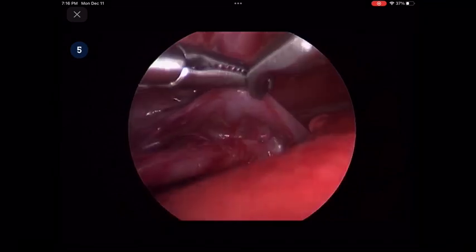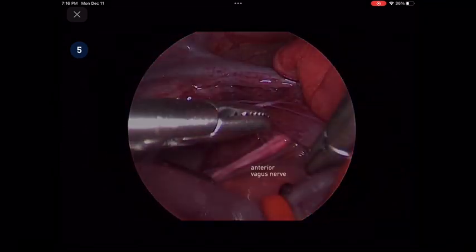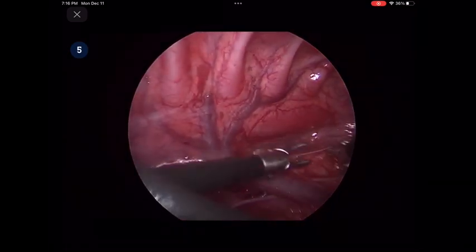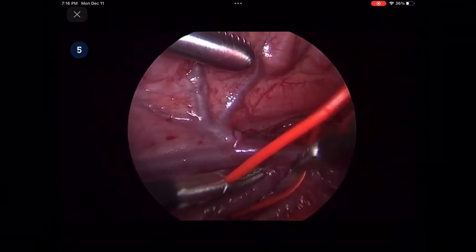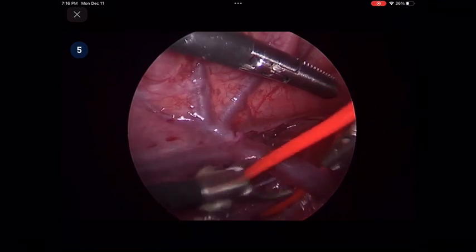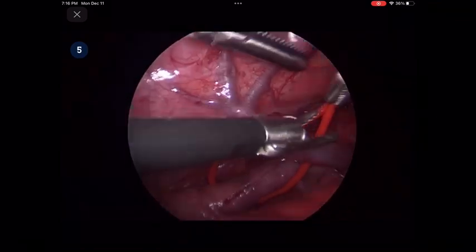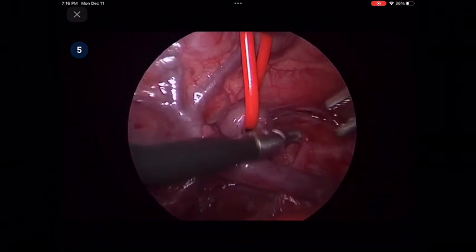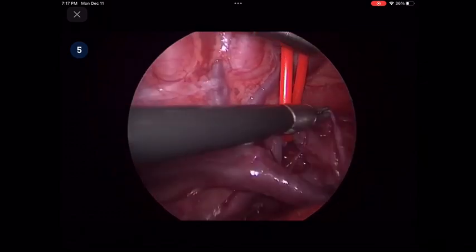Continue the dissection towards the esophagus vein. The anterior vagus nerve is highlighted here. Open the pleura cranial and caudal to the esophagus vein to create a tunnel running under the esophagus. Next, pass both ends of the esophageal vessel loop under the esophagus vein. This allows the esophagus to be lifted cranial of the vein, out of its bed.